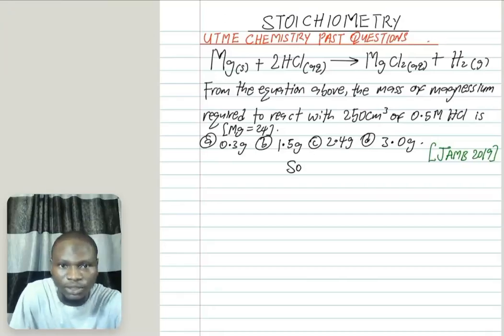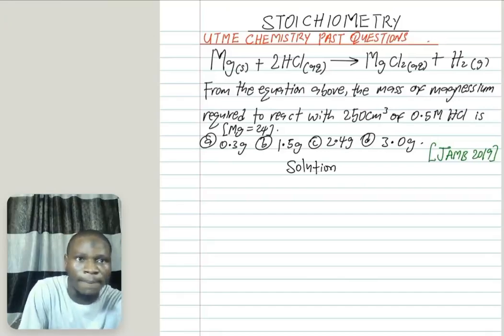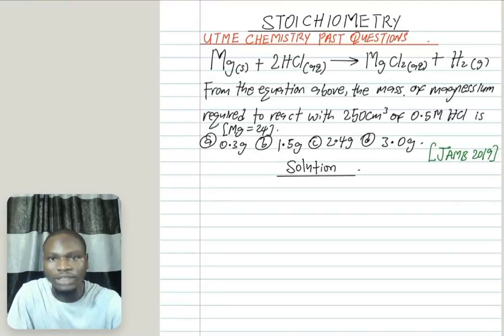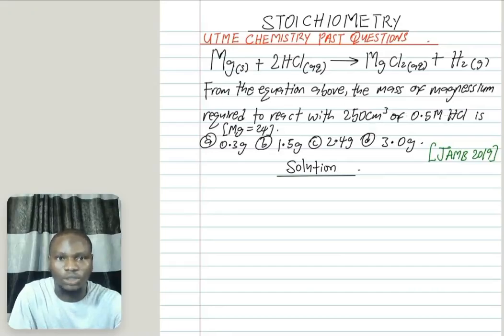Now, let's solve. You can pause the video to try the problem out. So let's see. They said, from the equation above, the mass of magnesium required to react with 250 centimeter cube of 0.5 molar HCl is what? Now, if you look at this equation, magnesium reacts with hydrochloric acid to give magnesium chloride and hydrogen gas. So you are asked to calculate what mass of magnesium is required to react with HCl.